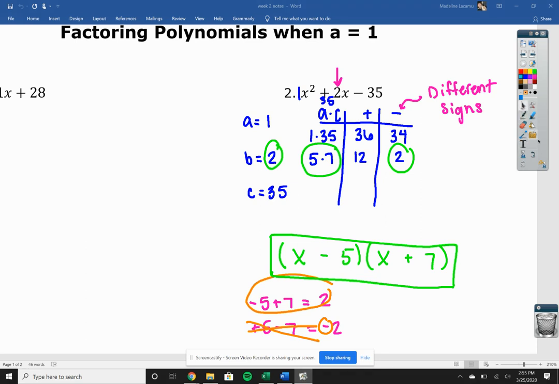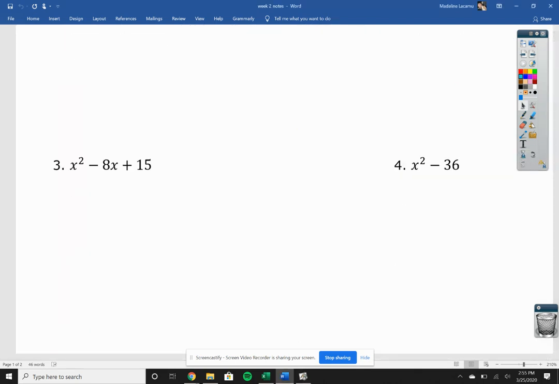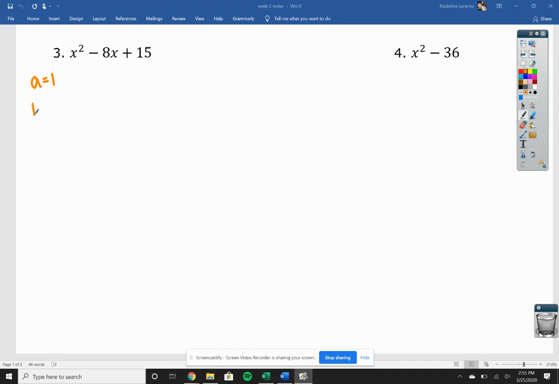All right, number 3. We have x squared minus 8x plus 15. So same steps as before. A still equals 1, B equals 8, and C equals 15. So I make my chart. A times C, plus, minus. Now A times C here is 1 times 15, which is 15.